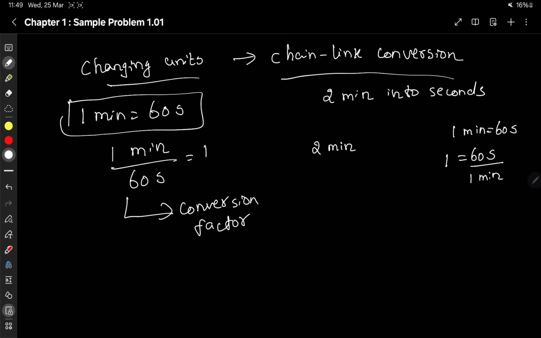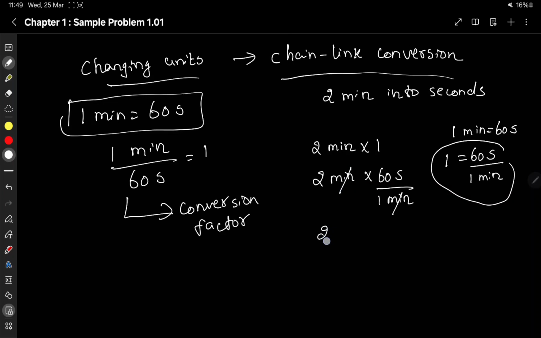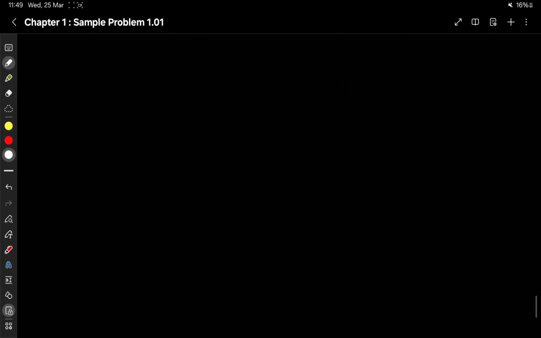Now I can multiply this 2 minutes into 1, so the value is not going to change. Now instead of 1 I can substitute this conversion ratio. So 2 minute into 60 seconds by 1 minute. Now minute will cancel each other. So 2 into 60 seconds by 1, denominator by 1 will give the same answer, which is equal to 2 into 60 seconds, which is equal to 120 seconds. So this is the way we are using the conversion factor. We will check one more problem.